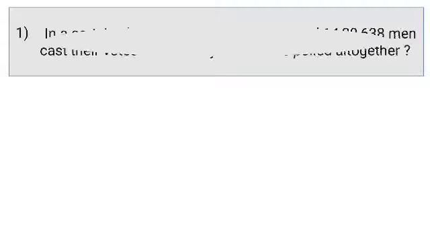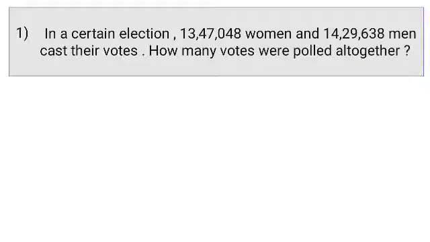Now, a little bit difficult word problems. So I will read the question for you. In a certain election, 13,47,048 women and 14,29,638 men cast their votes. How many votes were polled all together? As you can see here, the last words, all together. The meaning of all together means addition.